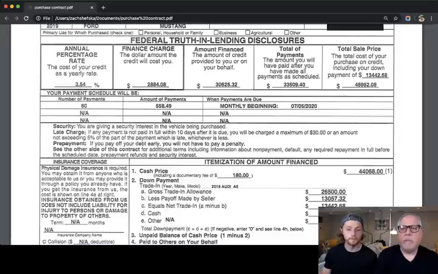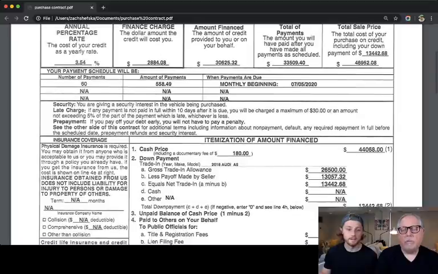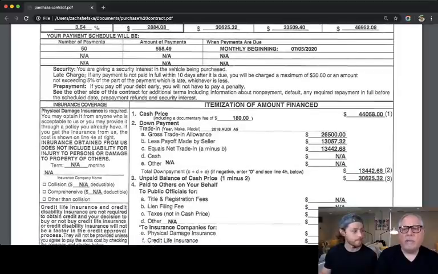Yep. So the amount that you're financing is going to be the cash price, the selling price, plus in this case, well, in all cases, the documentary fee. Yeah. So the cash price plus the doc fee, less any trade allowance, plus any payoff, because you have to get that cleared.